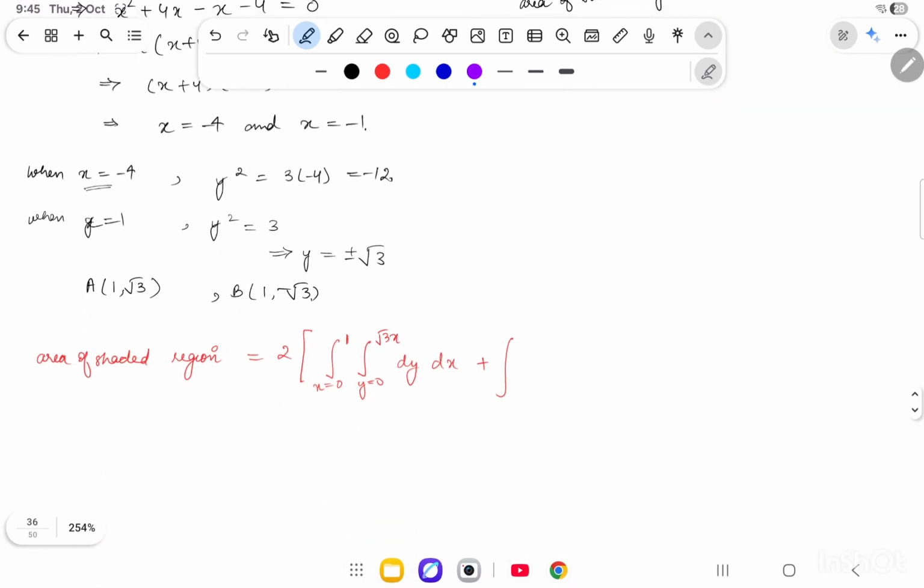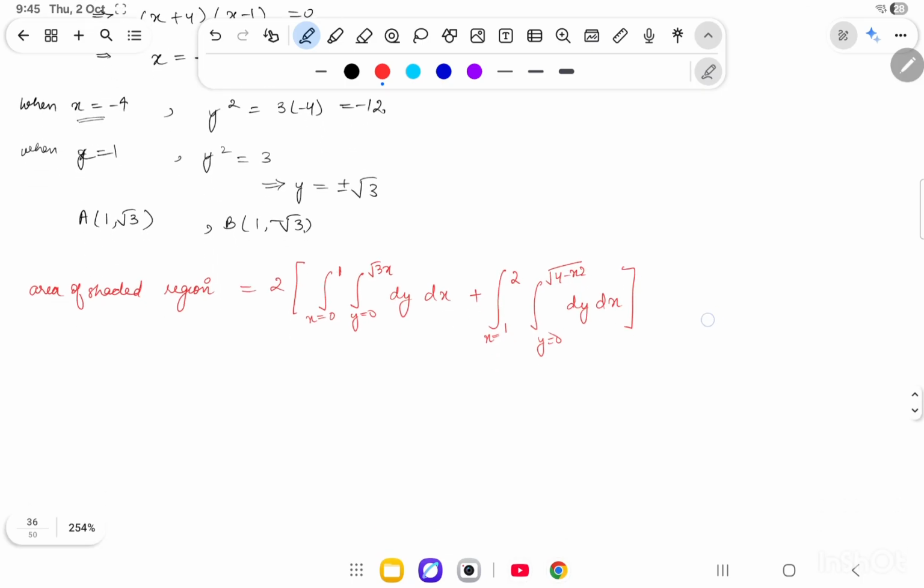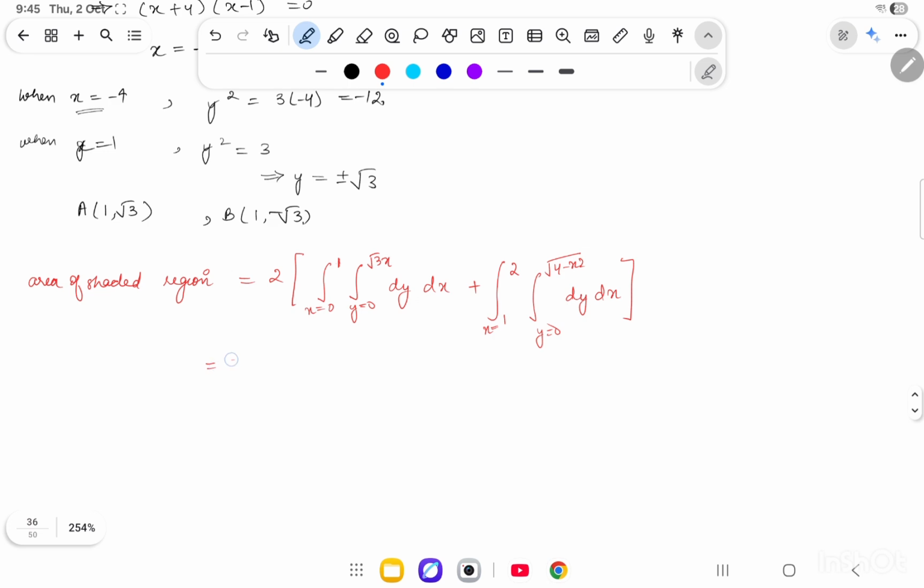So it is x from 1 to 2 and y is varying from 0 to under root 4 minus x squared, dy dx. So let's just solve this integration to find out the area of the shaded region. So it will be integration 0 to 1 under root 3x dx plus integration 1 to 2 under root 4 minus x squared dx.